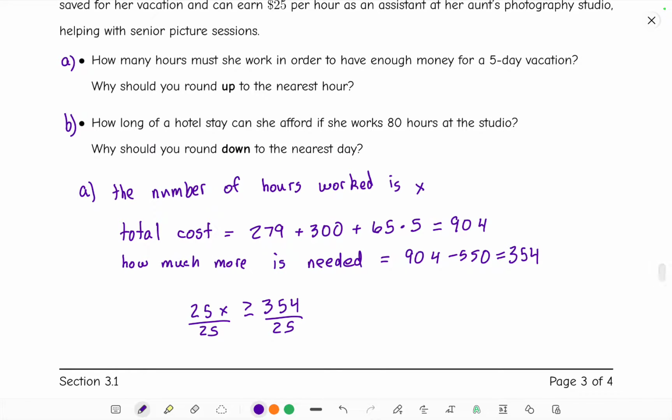We get 354 divided by 25. And just because x is the number of hours worked, a decimal, I guess, would be okay, but most people, when they're doing these types of work, do whole number hours or half number hours. Let's use whole number hours. So I need to go 354 divided by 25. So 25 goes into 35 once. Drop down the 4. 25 goes into 104 4 times.